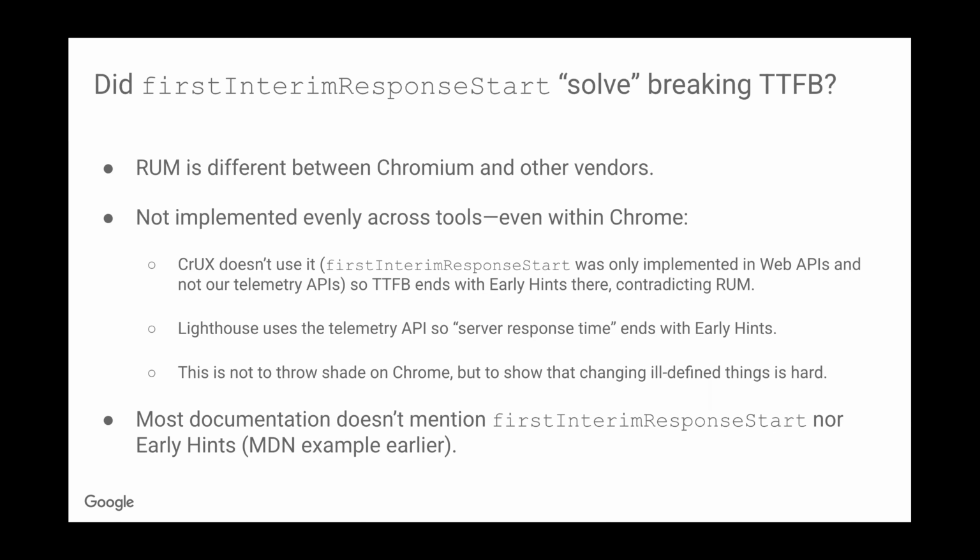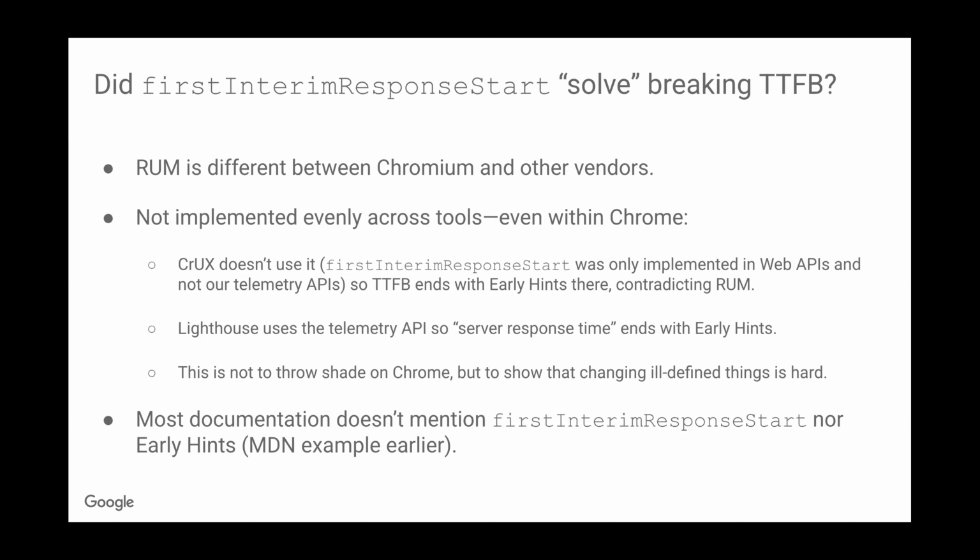So in case you think I'm using this podium to insult the other browsers, I'm not. Even within Chrome, we've done a poor job of this. So CrUX, which is our public telemetry API, doesn't use first interim response. It was kind of implemented in our web API side of the house, but not in our telemetry API, which the Chrome User Experience Report ultimately uses. So TTFB ends with early hints there, contradicting what you measure in RUM. So you're sitting measuring something in RUM, comparing it to CrUX and getting different answers. Similarly, Lighthouse uses the telemetry API. So now they don't call it TTFB, they call it server response time. But again, it ends with any early hints being heard.